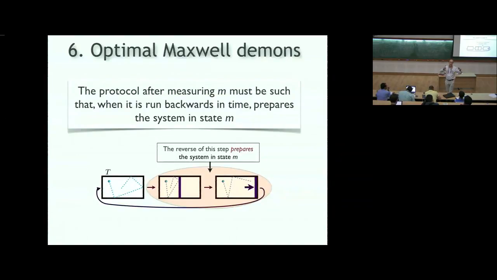So this is like lateral thinking. If I want to extract work, I don't have to think of how to extract work. I have to think of how to prepare my system in this state. And then this theorem tells you that you will extract the maximum amount of work. Let's see the recipe working in some example.